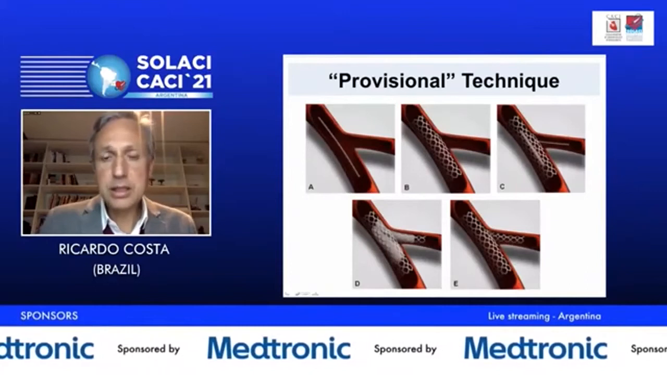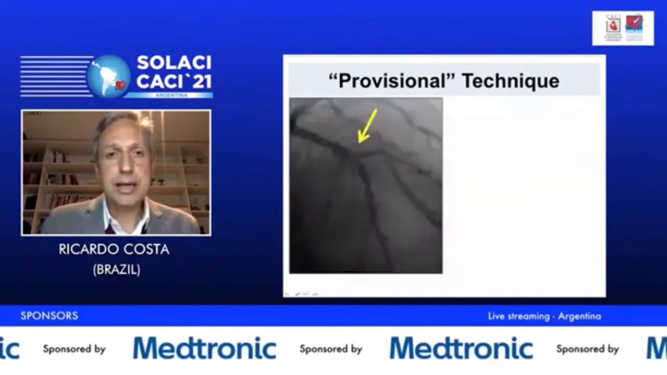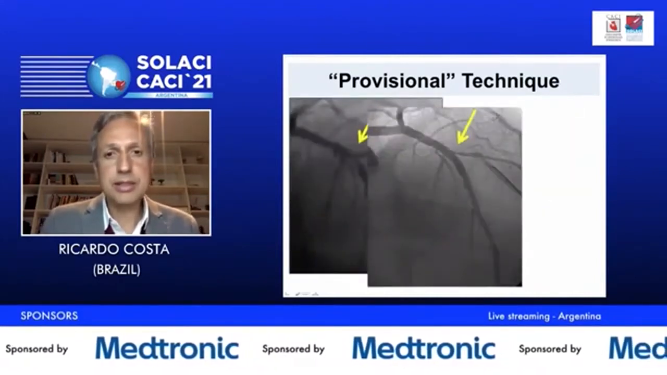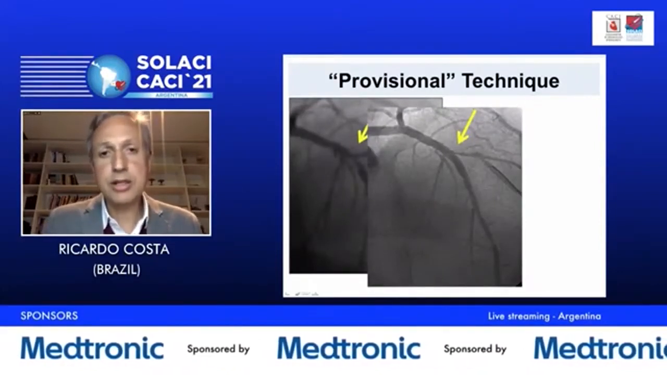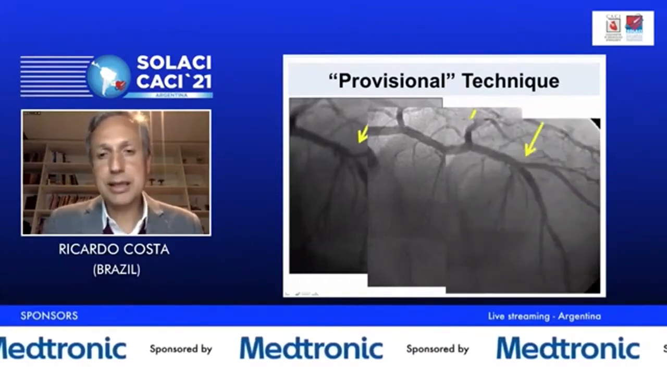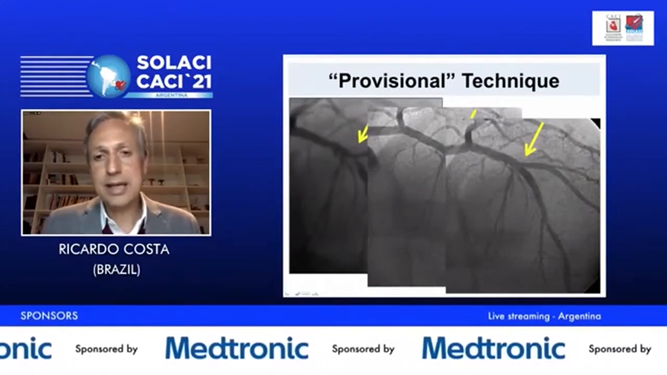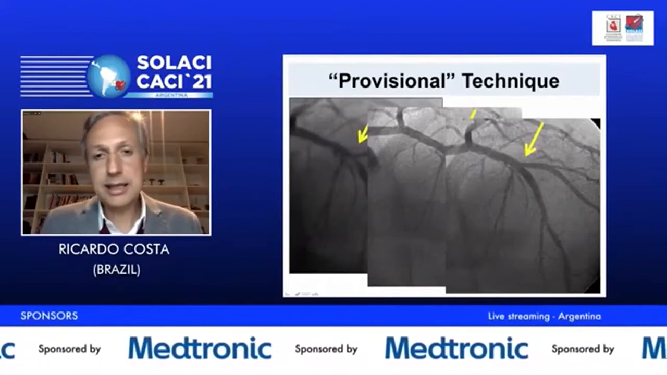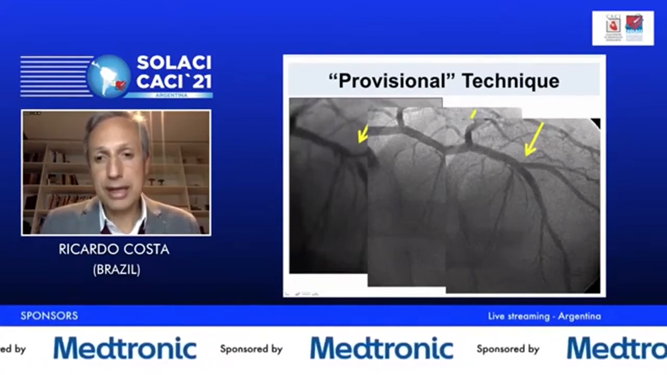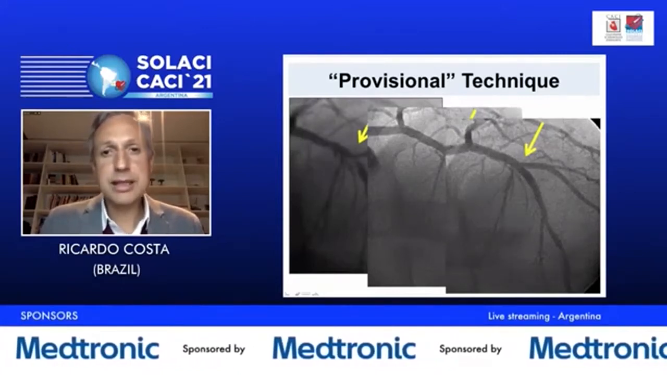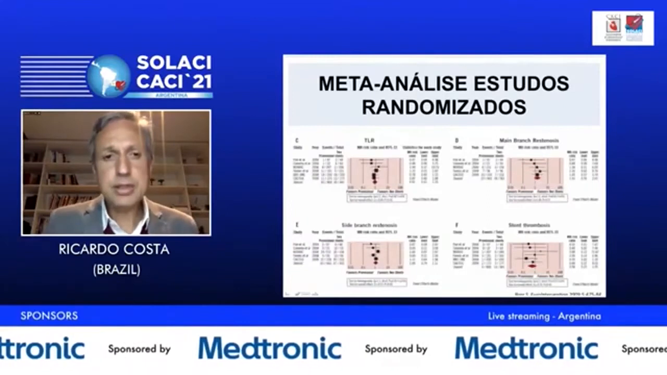The provisional technique considers the implantation of a stent in the side branch if necessary. Here we have a typical example. This would require a provisional technique, a stent in the left main. And here, after the implantation, with the provisional technique, if you have an occlusion of the side branch, you can use a provisional stent. It could be a culotte, but if you don't use a culotte, you can use a provisional stent or technique.